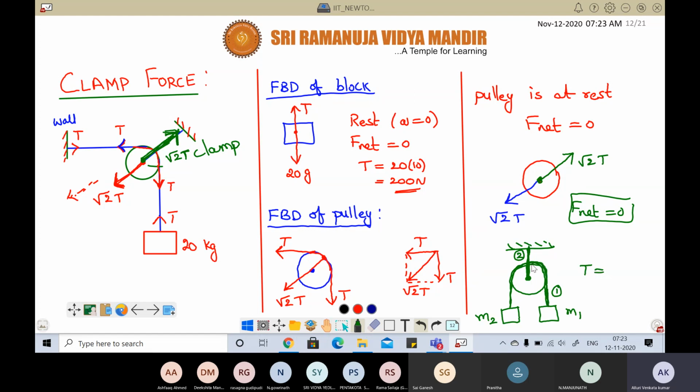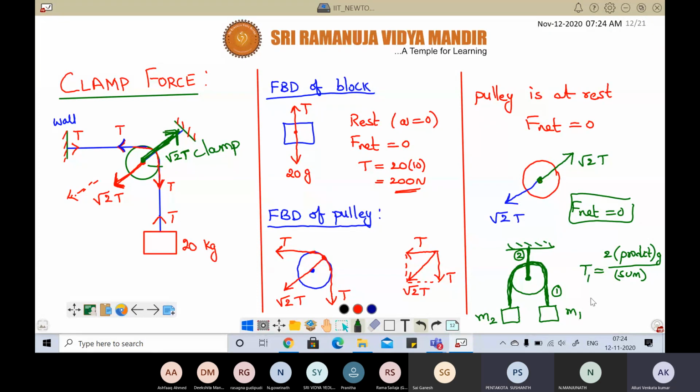Now tell me, in this Atwood machine, what is the tension in string 1? Yesterday I told you to write down these formulas also. Correct: 2 times the product of masses into G divided by the sum of masses, 2 M1 M2 G by M1 plus M2. I told you to remember it like this: 2 times the product into G by the sum of masses.